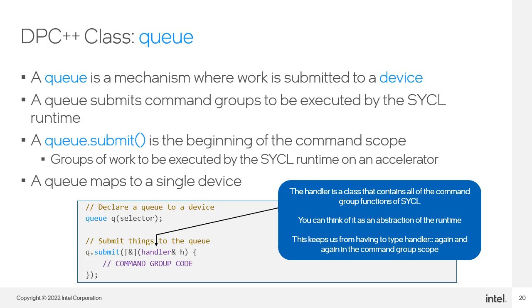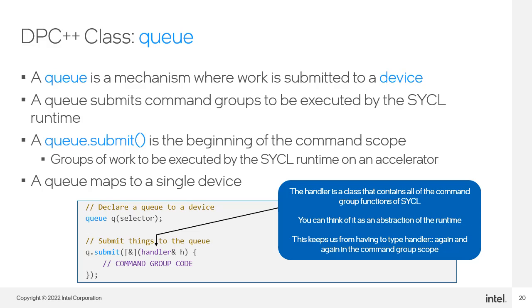The queue submits command groups to be executed by the SYCL runtime. Recall that the DPC++ command group scope is initiated with the queue.submit command. When this command is initiated, it signals to SYCL runtime that groups of work is to be passed on to the accelerator for execution. You can have as many queues sent to a device. However, a queue maps to a single device.